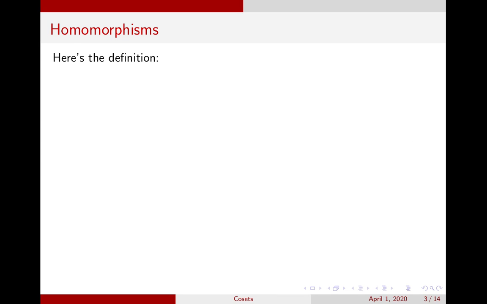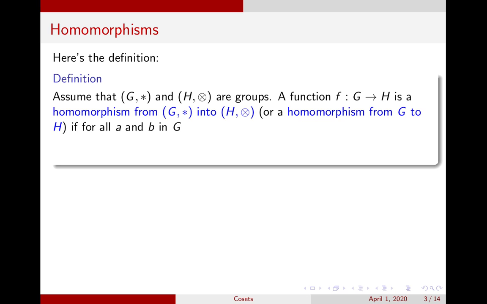Okay, here's the definition. We assume we have two groups, G star and H circle times. And then a function f from G into H is a homomorphism from G star into H circle times, or more frequently, we just say a homomorphism from G to H, if for all a and b in G, f of a star b equals f of a times f of b. So this is the equation that says that f preserves the group operations. It's exactly the equation that an isomorphism has to satisfy.